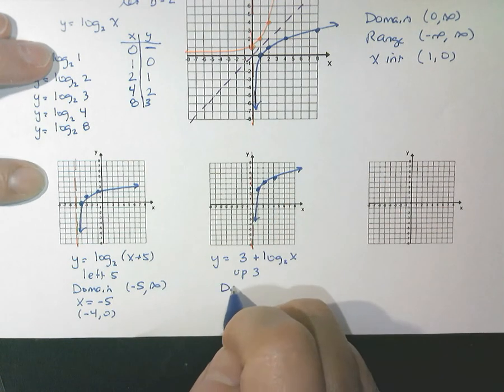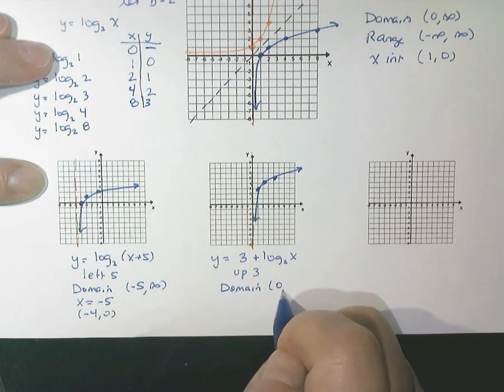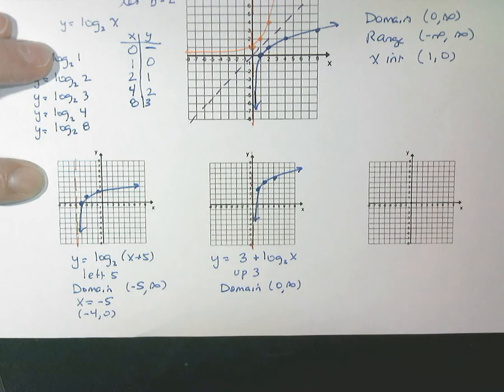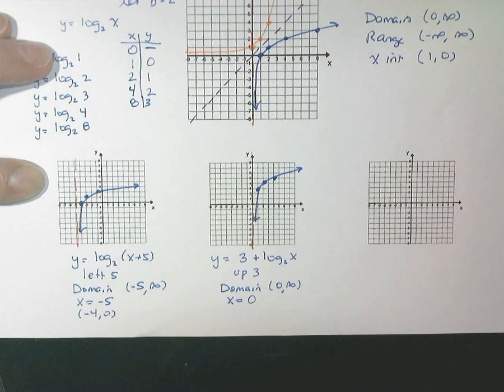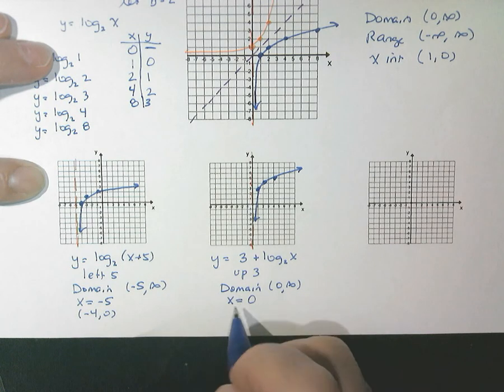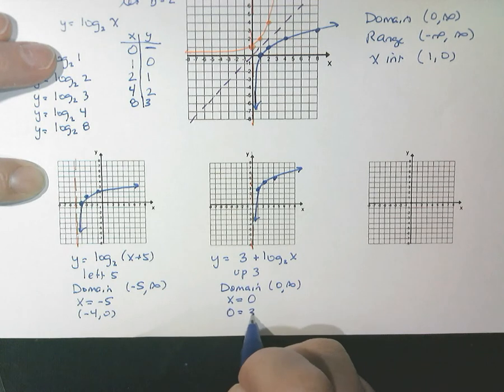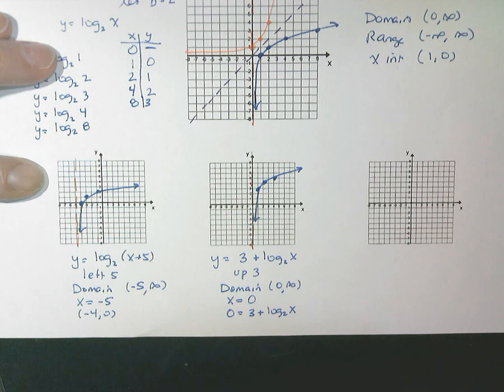So you can see my domain is from 0 to infinity. My asymptote did not change. Oh, my x-intercept did. To get my x-intercept, I would have 0 equals 3 plus log base 2 of x. Later on, I'll teach you how to solve that. And then I would get 1/8.